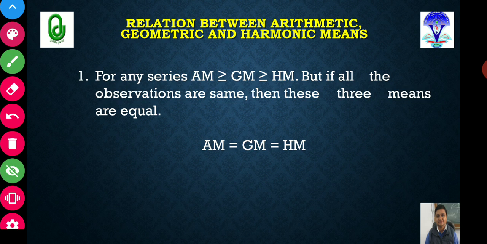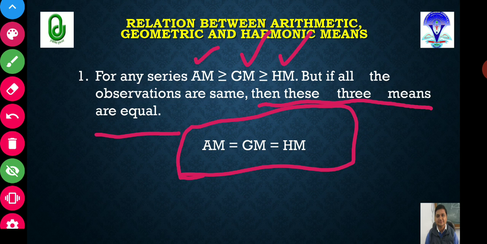Now the relation between arithmetic mean, geometric mean and harmonic mean. For any series, the arithmetic mean is always greater than the geometric mean, then the harmonic mean. That means the arithmetic mean comes first, then the geometric mean, and then the harmonic mean. But if all the observations are the same, then these three means are equal. So this is the important relation between the arithmetic mean, geometric mean and harmonic mean.